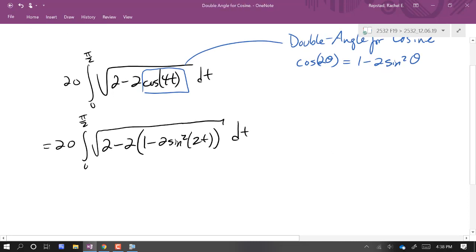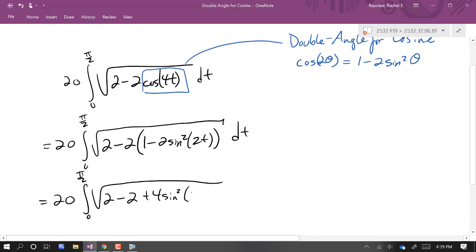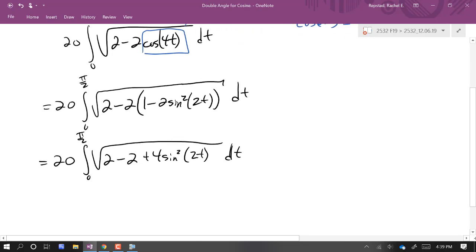And I promise that this would simplify nicely, and it will. I'm going to distribute that 2. So we have 2 minus 2 plus 4 sine squared 2t. And already right now is when you're starting to get that feeling like, oh, this is feeling so good because I can see how nice it's going to simplify. Or you're feeling, oh my God, can this just be over soon? Either way, it's going to be over soon. So the 2 minus 2 obviously cancels out, and we have 4 times sine squared 2t.